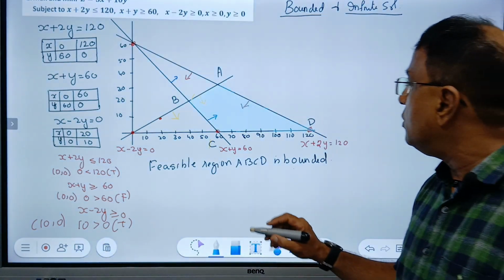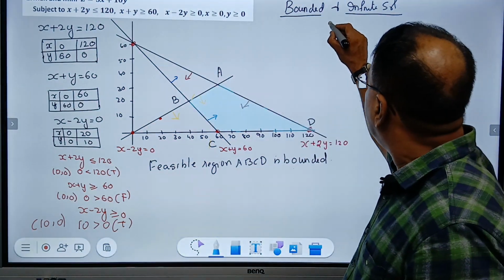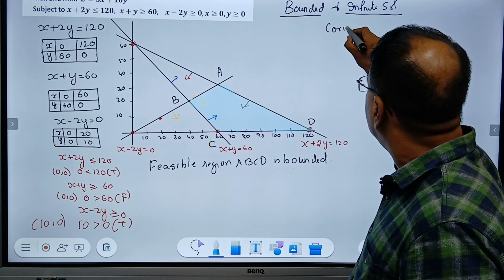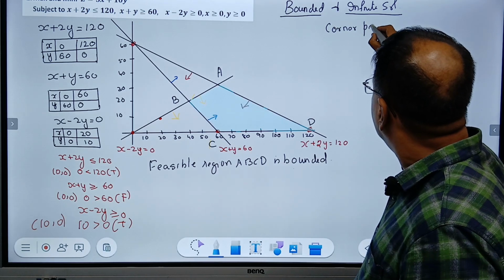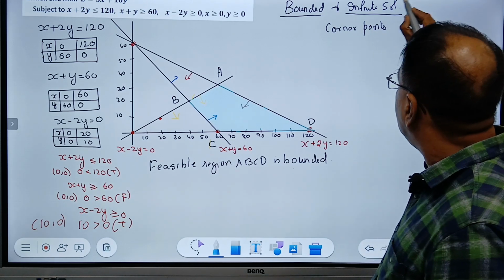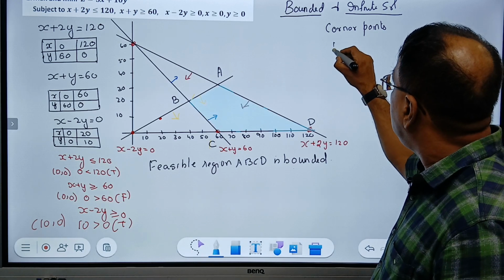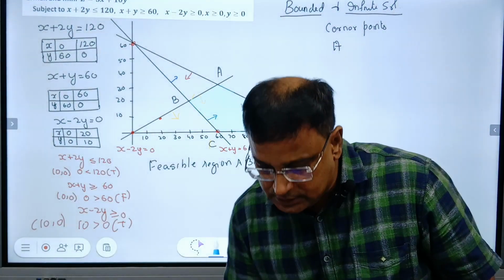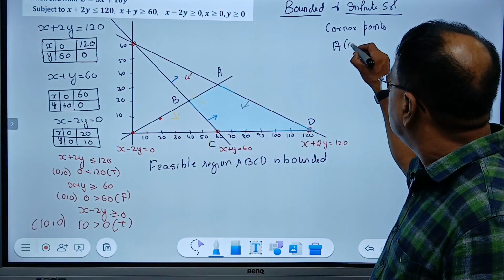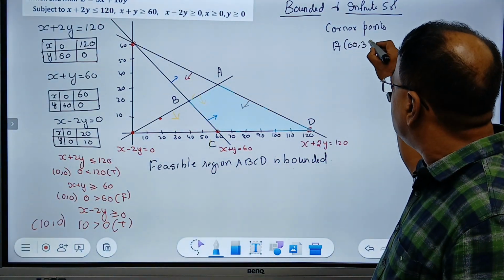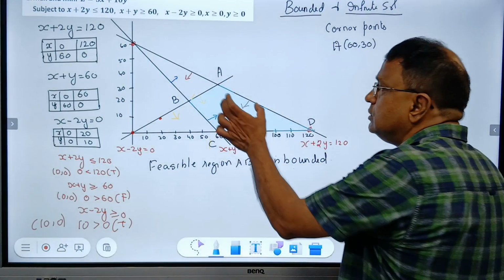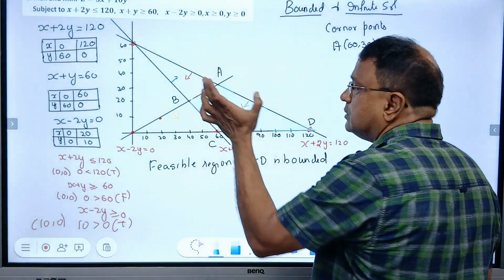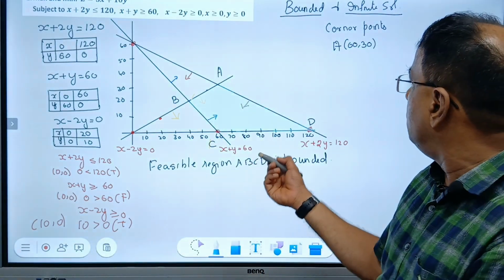And what are the corner points? A, I think it is 60, 30. You can calculate. I'm not going to waste my time on calculation. Solve these two lines, you get it. If you want, I'll show you one more.